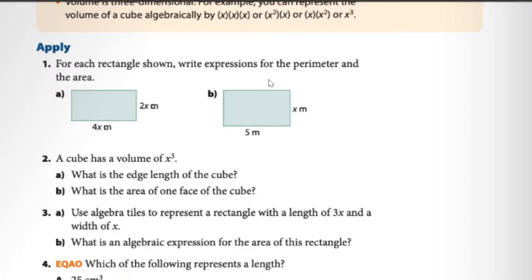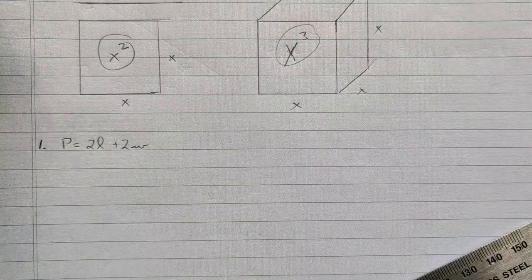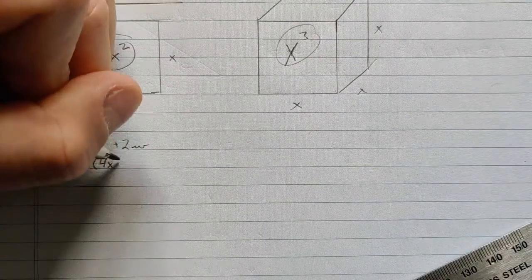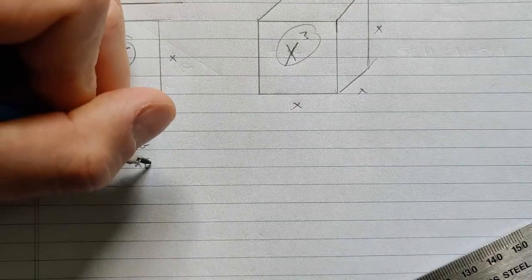So if we start off with some of these questions, we're looking at question number 1: for each rectangle shown, write expressions for the perimeter and the area. The perimeter, remember, is 2 times the length plus 2 times the width. In the case of question A, we have 2 times, and the length here is 4x, and the width is 2x. So we can take our perimeter formula and replace the length with 4x and the width with 2x.